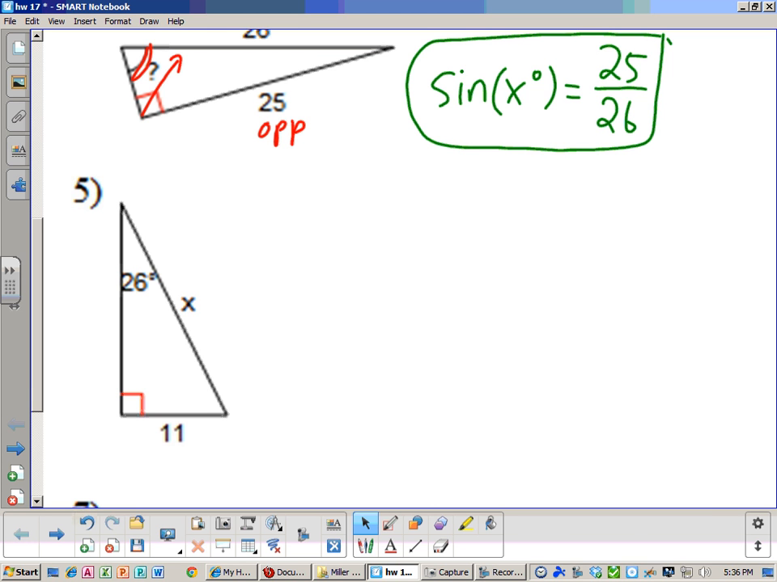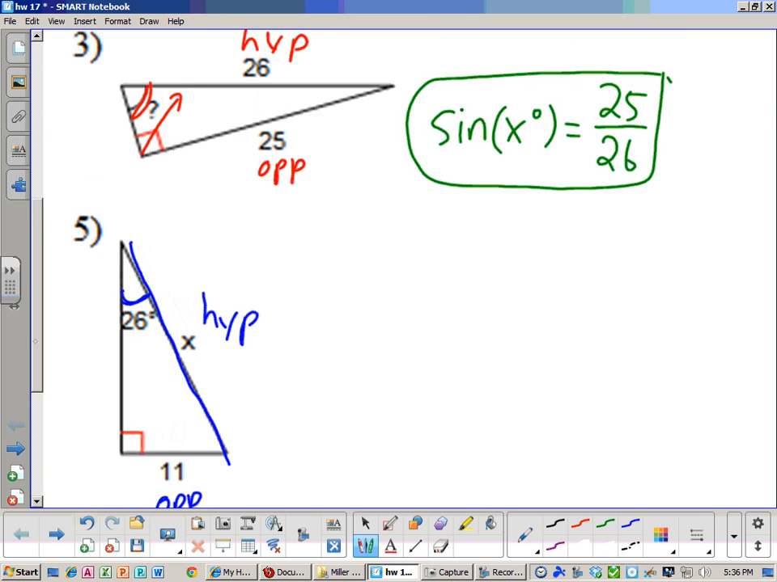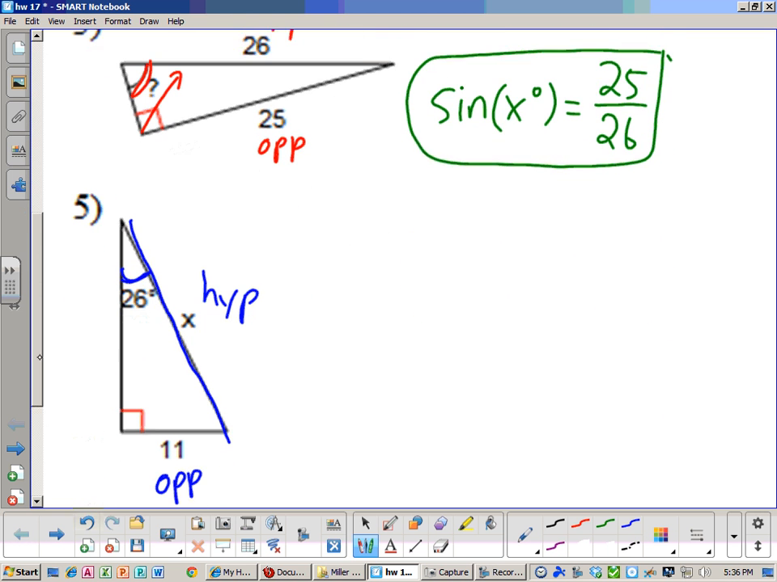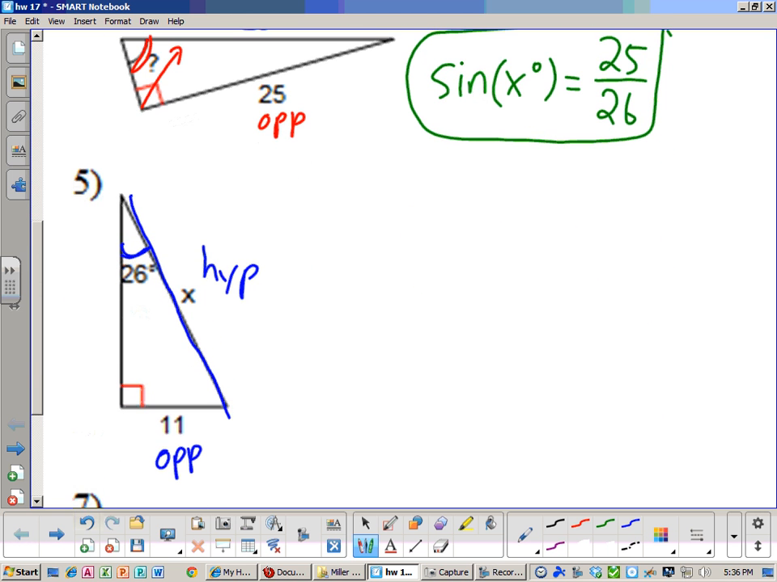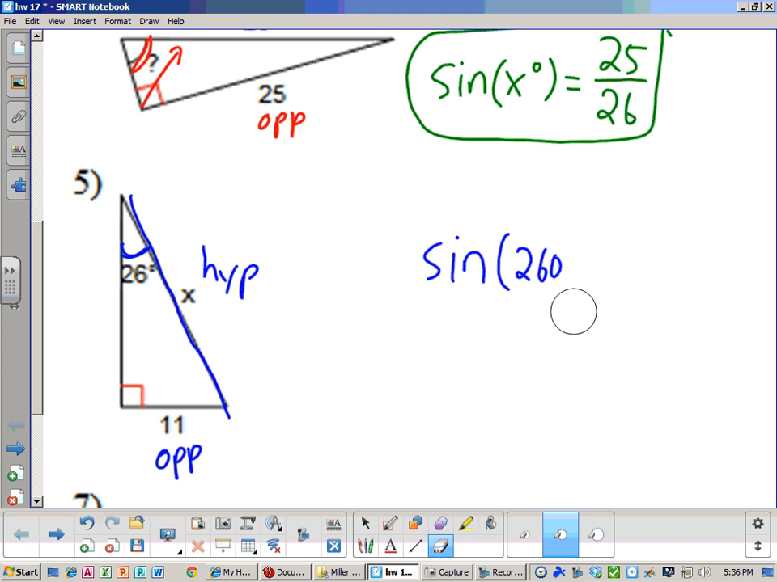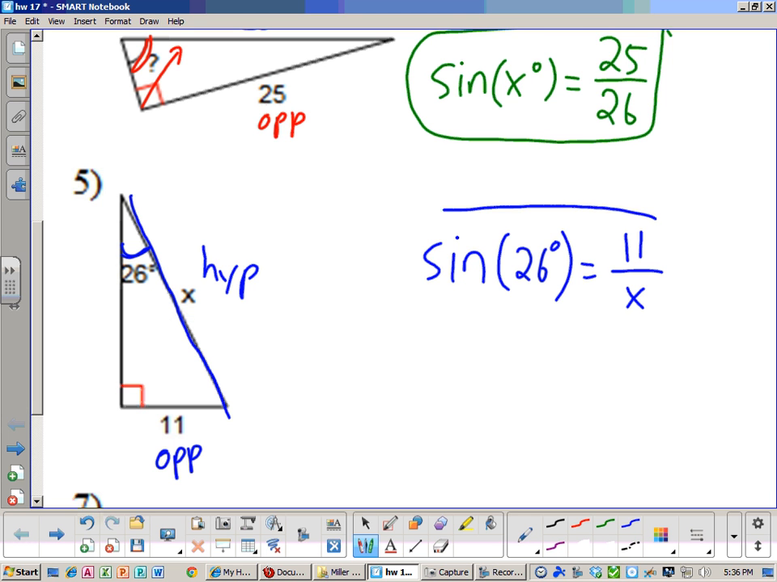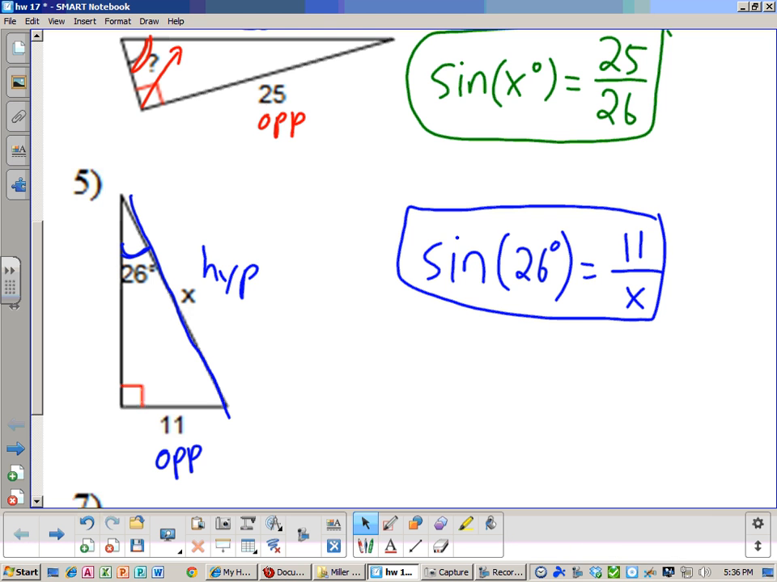You're good. Number 5. Number 5 says we want this long side. We want the hypotenuse this time. And they give us, if this is the angle, they give us the opposite. Again. Three times in a row, I got a sine. So, sine of 26 degrees is equal to opposite, which is 11, over hypotenuse, which is x. And then we solve like that. But still, all the same, very easy.